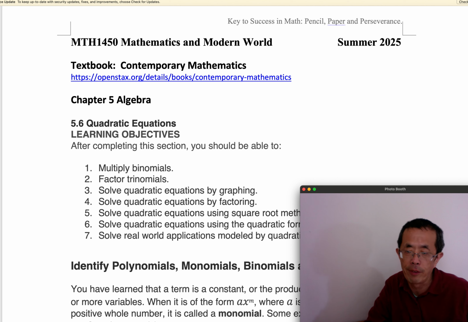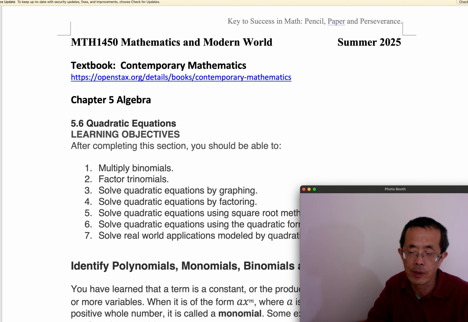Welcome to the class of Math 1450, Math and the Modern World. And this time we will continue work on Chapter 5, Algebra. Hopefully by this point you understand algebra, it is just about numbers, notations, and operations.